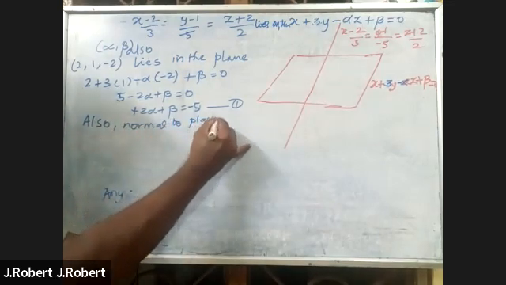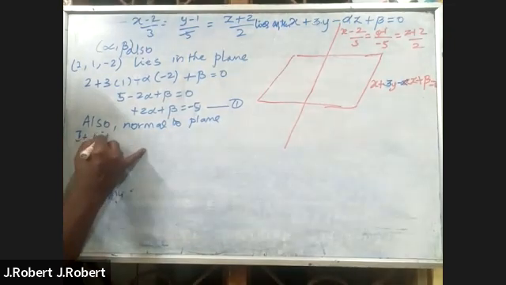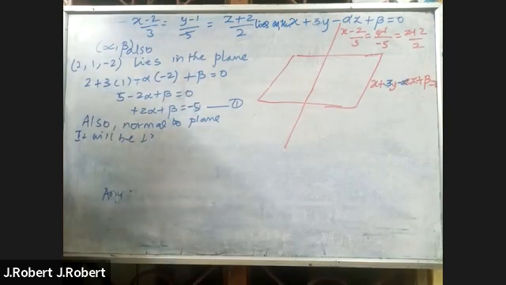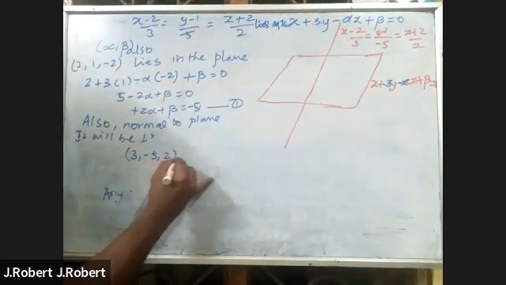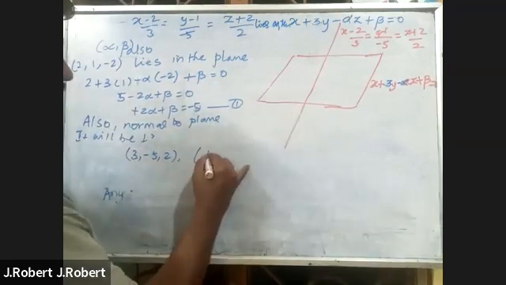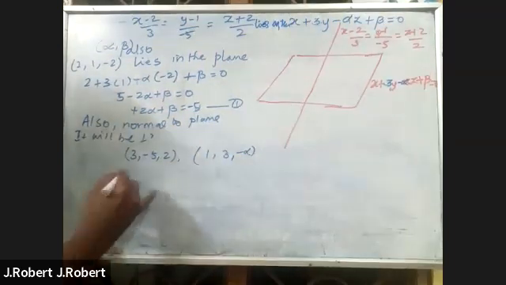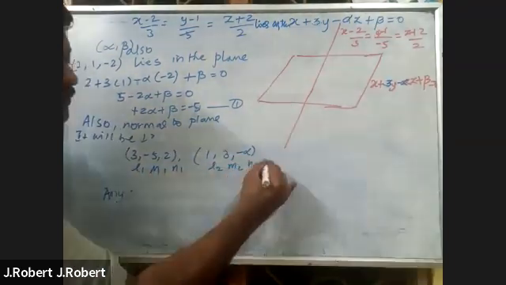நார்மல் டு பிளேன் சொல்லும் பொழுது it will be perpendicular. அப்போ நான் டைரக்ஷன் ரேஷியோஸ் எடுக்கணும். லைன்ல இருந்து டைரக்ஷன் ரேஷியோஸ் என்னன்னா 3, -5, 2. பிளேன்ல இருந்து டைரக்ஷன் ரேஷியோஸ் என்னன்னா 1, 3, minus alpha. இது L1 M1 N1. This is L2 M2 N2.